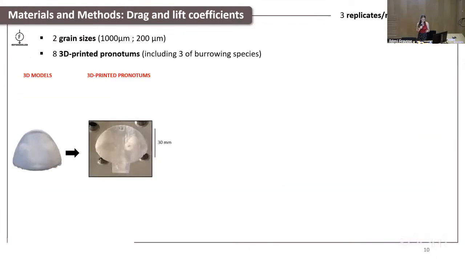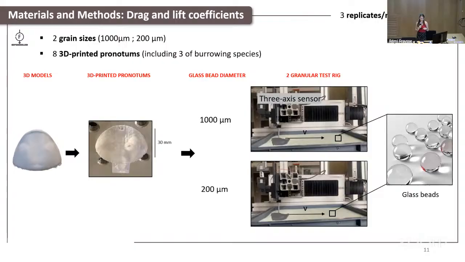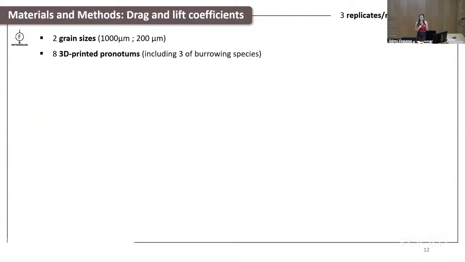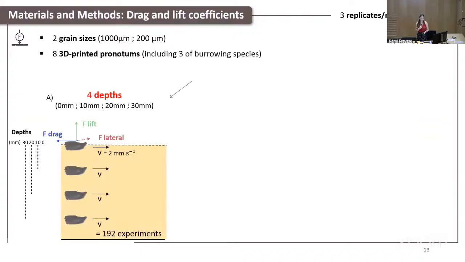To do this, I printed 8 pronota from cockroaches, and I tested them in 2 regular test rings filled with glass beads, one with 1,000 micrometer grains and the other with 200 micrometer grains. We have a mechanical arm with a 3-axis sensor move them forward into the substrate. With this setup, I conducted 2 experiments, changing 2 parameters, the depth of burial and the angle of intrusion. First, I buried the pronotum at different depths, just under the surface, 10, 20, and 30 millimeters under the surface. This allowed us to observe how these forces change with burial.